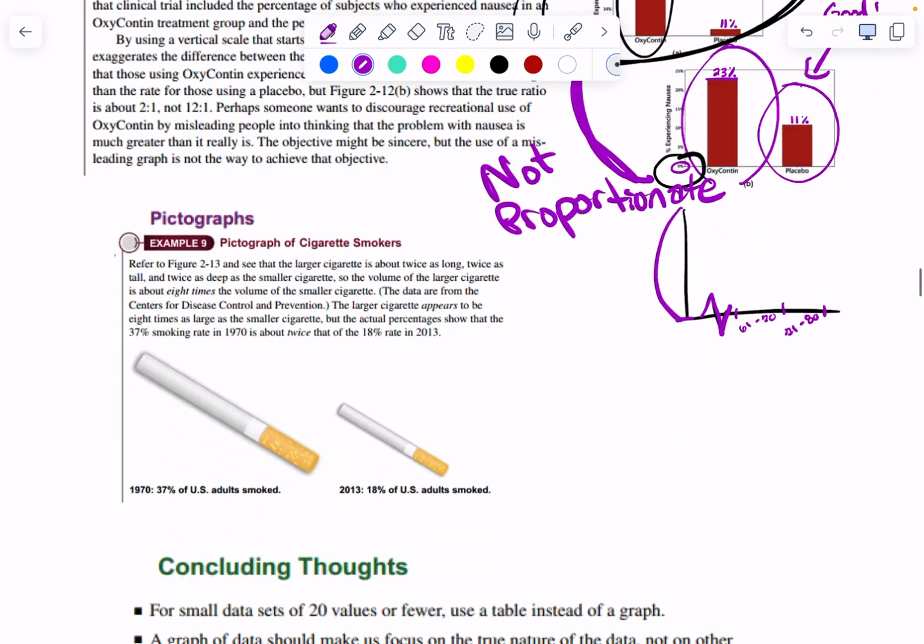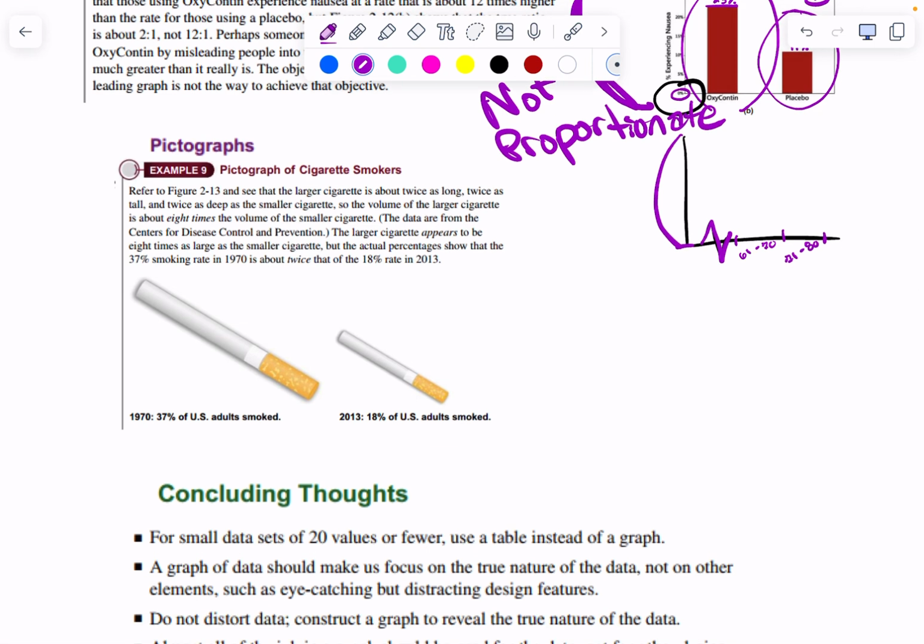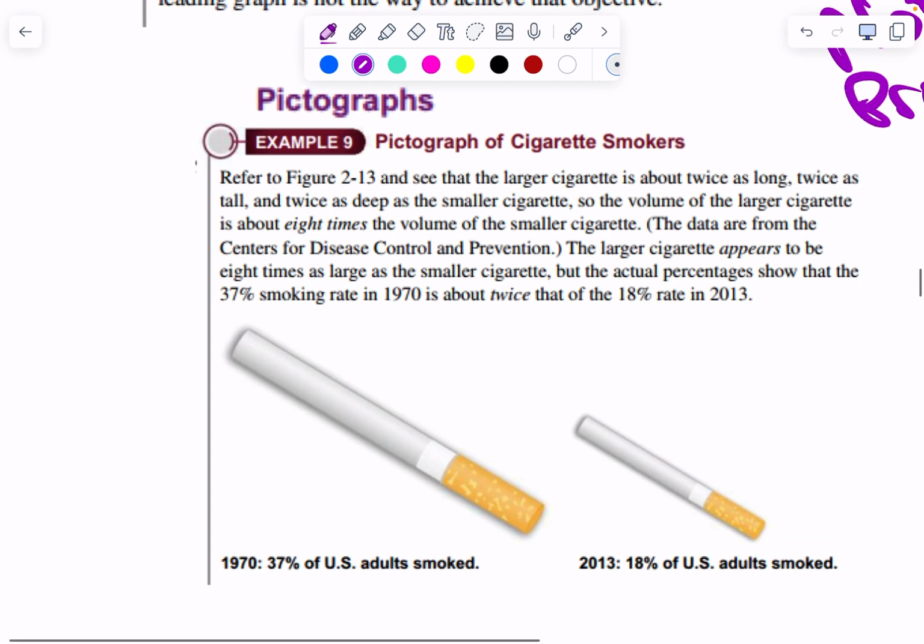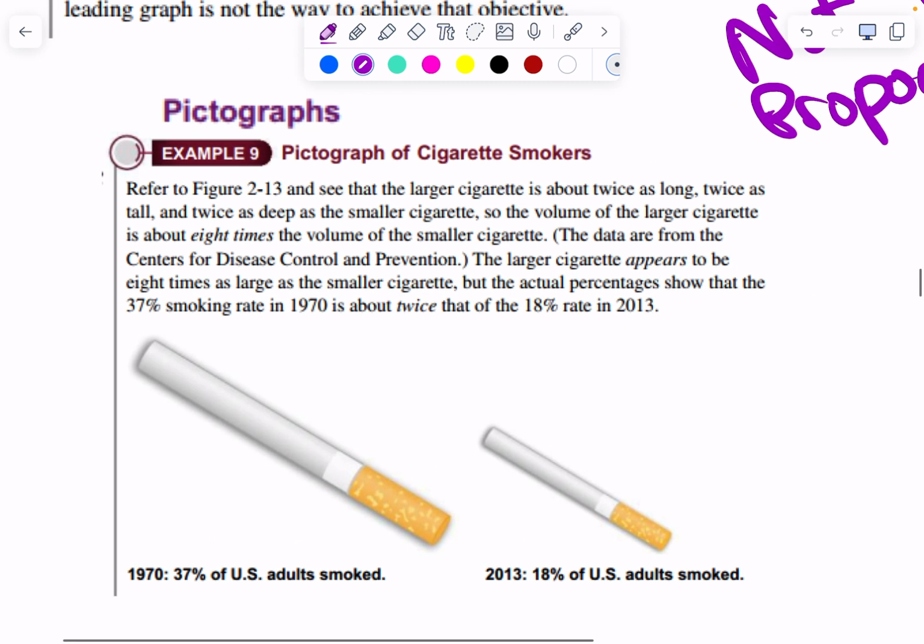Okay. The second type of misleading graph is a pictograph. You guys have seen pictographs in like 4th grade social studies or math class, I don't know. But here are pictographs. This is a graph that shows you the relationship between things, but they're using pictures to represent it, and they say that that is bad, and here is why.